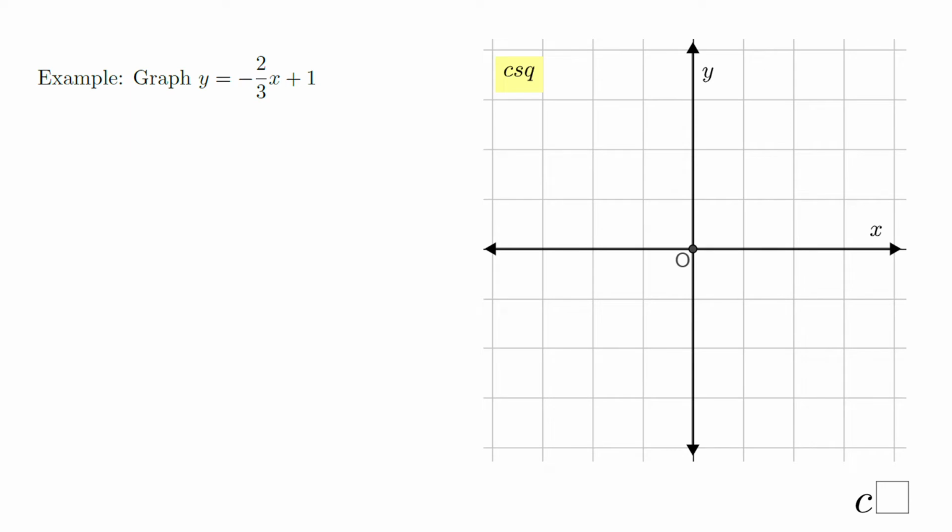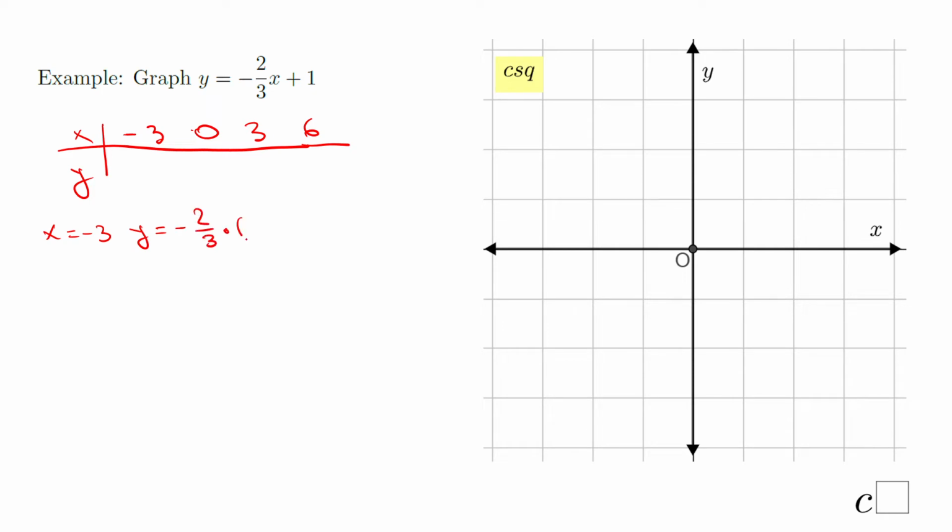Another one very similar, and by now I think you know what we're gonna use. X, y, and I'm gonna do negative 3, 0, 3, and maybe 6. We'll see. Maybe we need it, maybe we don't need it. So again, we're gonna start with x equals negative 3, then we have y equals negative 2 over 3 times negative 3. Use a parenthesis here, plus 1.